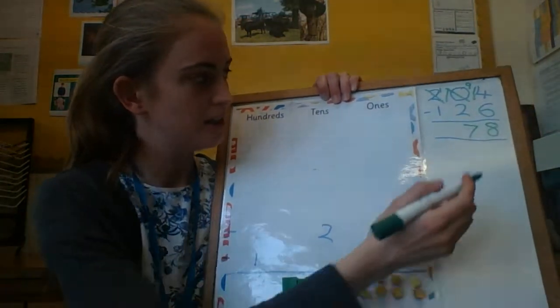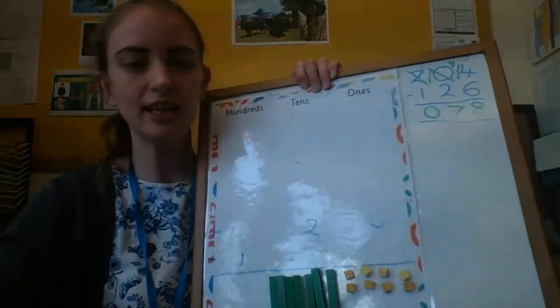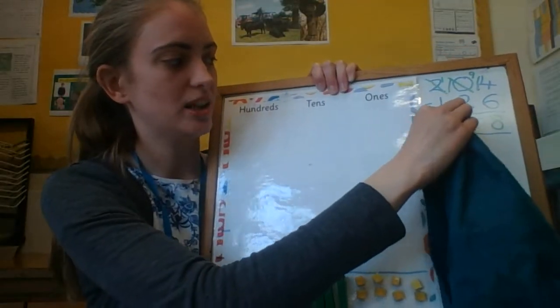Nothing left to move in. 1 take 1 is 0. And again, that says 78, and it says 78 even if I don't put that 0 in. So I don't need that 0 at the end.